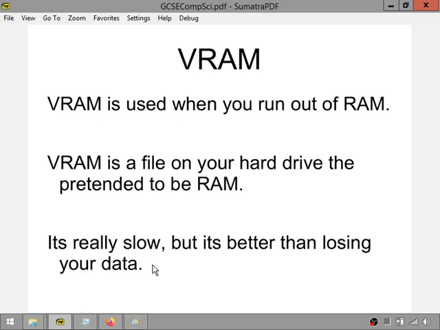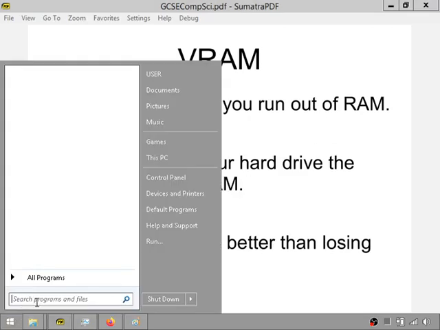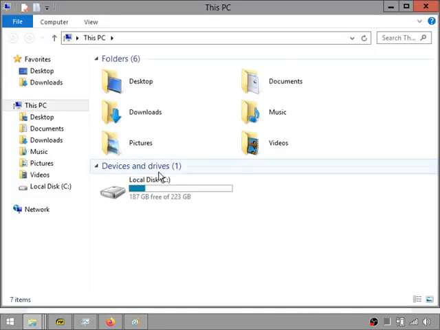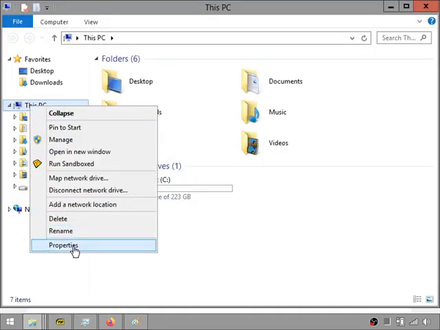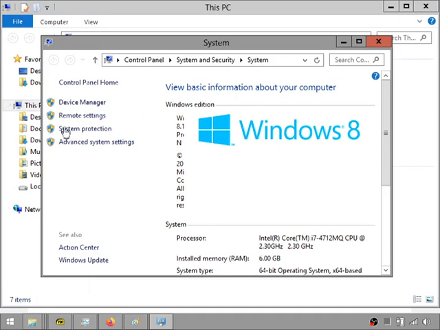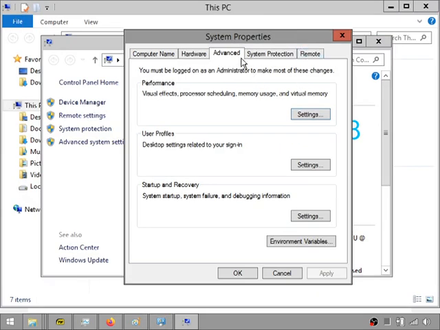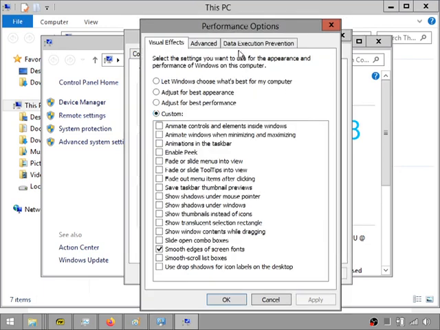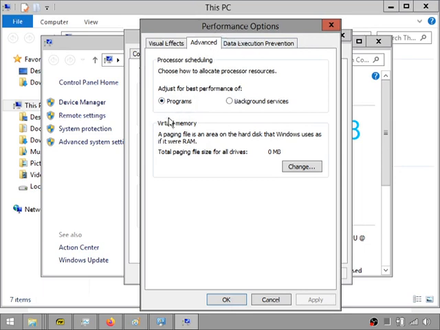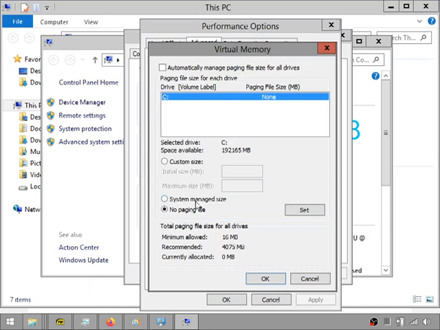By the way, if you're interested in enabling or disabling VRAM on a Windows computer, I will show you now. So let's go to the Start menu, and we're going to go to This PC, and we're going to right click on this and go to Properties. And we're going to go to Advanced System Settings. And here we're going to see an option called Performance Settings, and go to Advanced. And here we've got it, virtual memory here. And we click change, and you can change it to whatever you want.